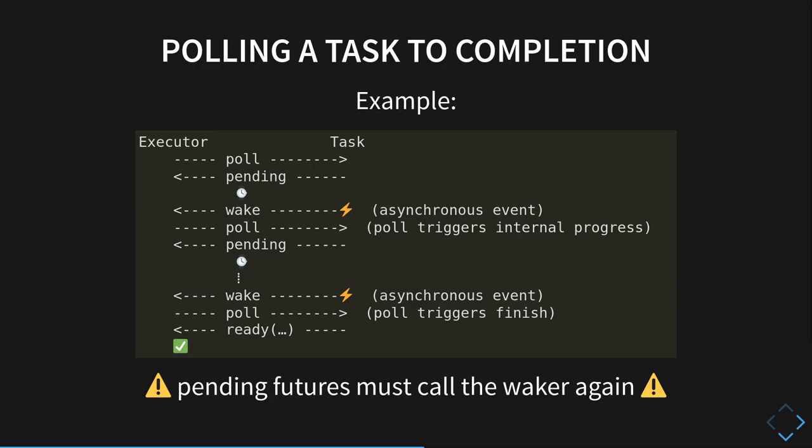It could be the operating system in the case of network requests. It could be some kind of thread pool in the case of converting the image, for example, something like Rayon or something like that. But poll itself must be quick and not do anything expensive. Although in simple cases, it might be okay to actually do some calculation inside of the poll method.